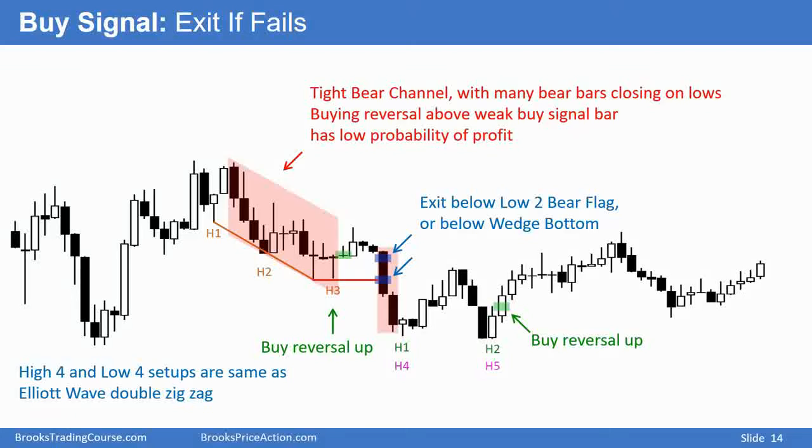This is actually a fairly low probability buy because there's only one decent bull body, and even that bar has a big tail on top. And we have 4 consecutive bear bars closing on their lows, and then a weak buy signal bar. So this is probably going to be a minor reversal, which means a leg in a trading range. Low probability buy, much higher probability buy here.